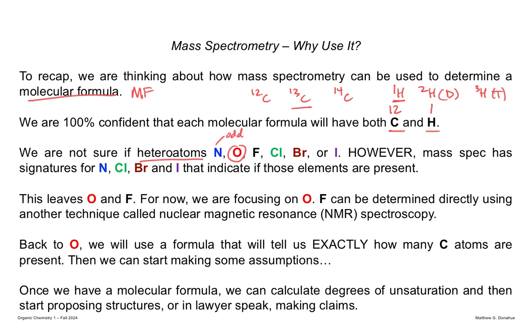Yeah, what does the D and the T mean next to the H of the hydrogen? D stands for deuterium, T stands for tritium.